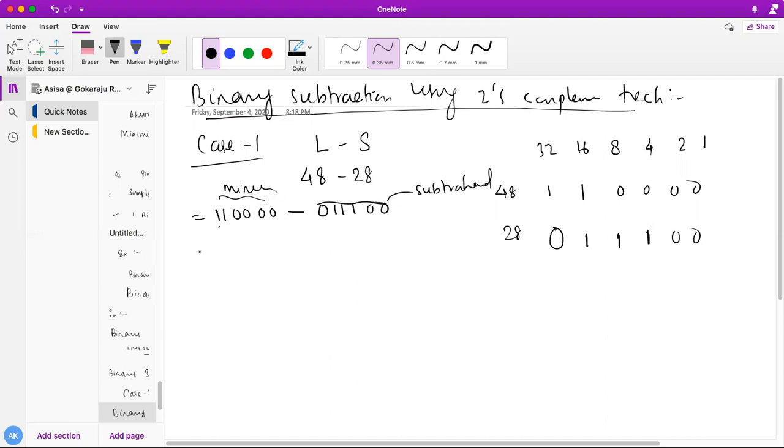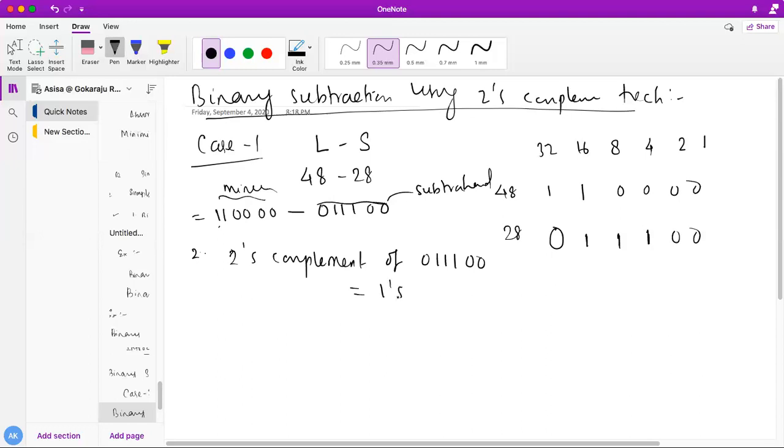So what is the first step? The first step we have already done: convert into binary and make equal numbers of binary bits. Then step 2: find the 2s complement of the subtrahend. The subtrahend is nothing else but 011100. Okay, so this is my 2s complement.